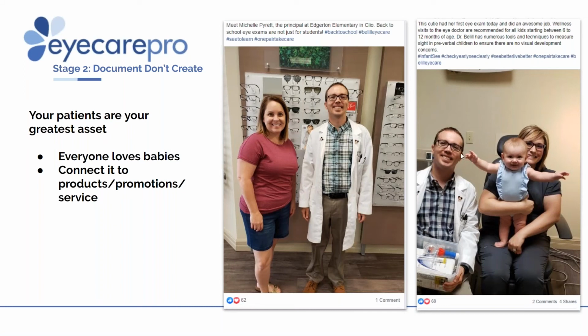And so the idea of Document, Don't Create is about creating content that resonates with, or is in sync with, the kind of content that gets engagement on social platforms. On the right-hand side, Dr. Balil's practice has a cute picture of a baby, and if there's one true statement I could ever make, it's that everyone loves babies. And on the left side, you have a local principal who came in.